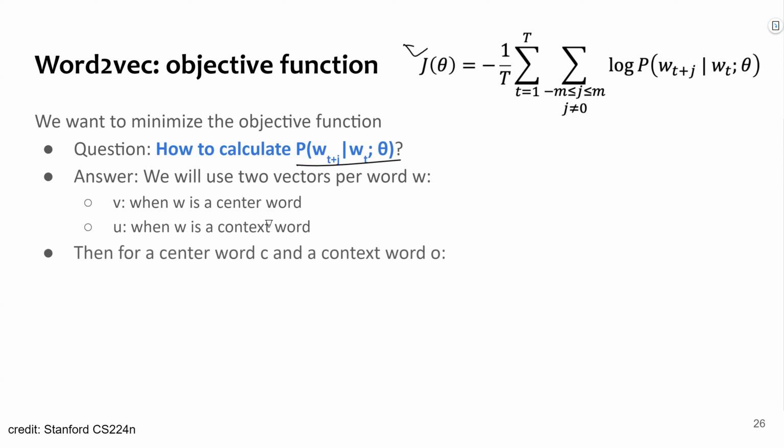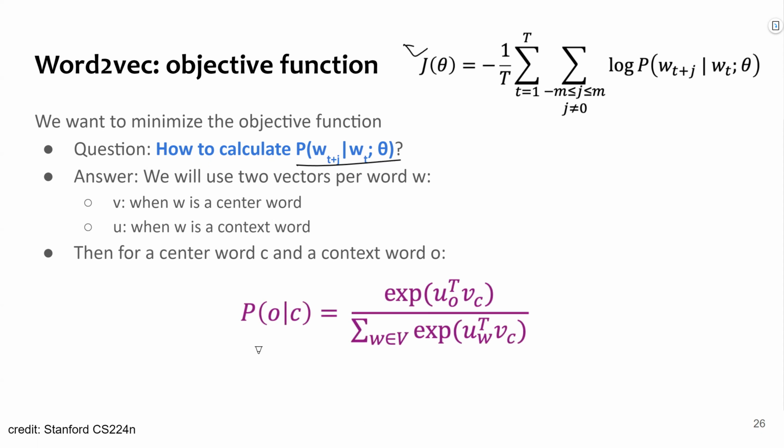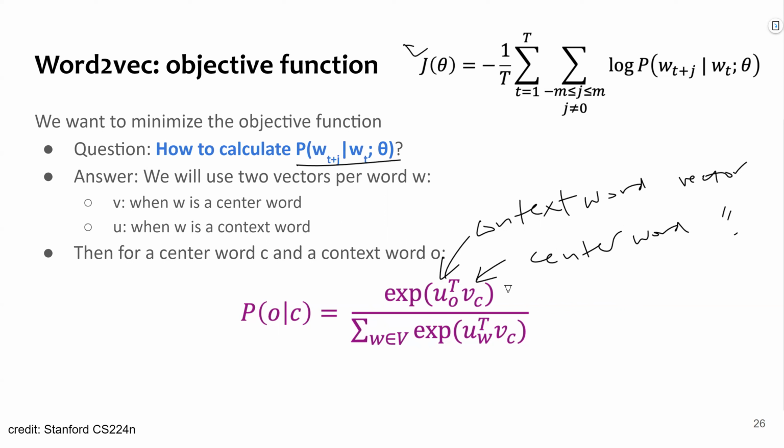Then for center word C and a context word O, we are going to calculate the probability in this way. This is the context word vector, and this is the center word vector. Because this is center, we use V, and because this is context, we use U. And this is for normalization. I'm going to talk about the detail of why we need to normalize in this way in the following slide.